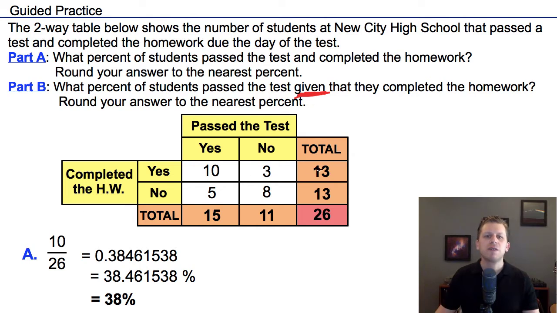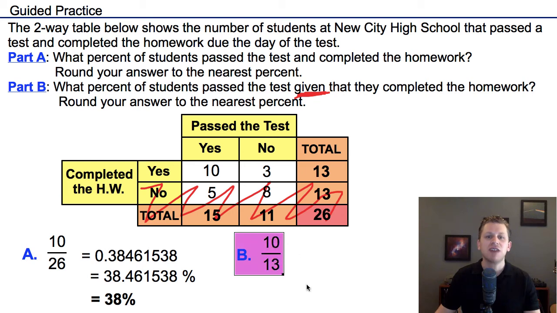So if we only want to know about the students that completed the homework, these 13 students here, we don't care about any of this information for this problem. Now, of these 13 students that completed the homework, how many of them passed the test? Well, 10 of those 13 students passed the test given that they completed the homework, so that probability is 10 out of 13. Notice the conditional probability has changed the whole group that we were looking at.